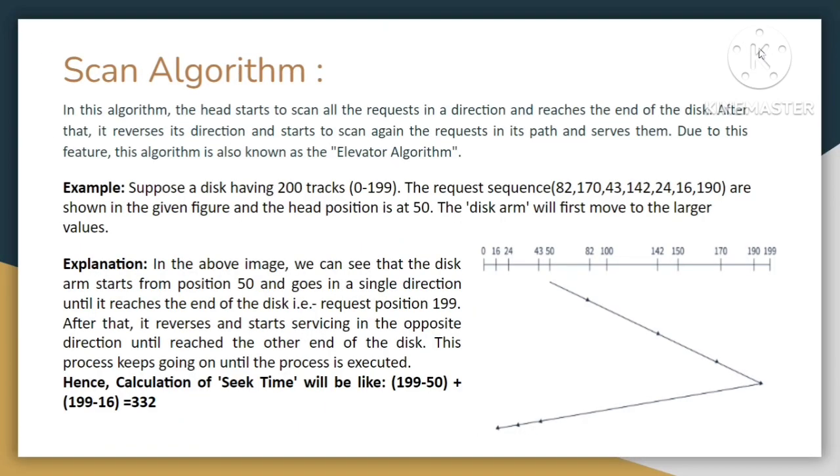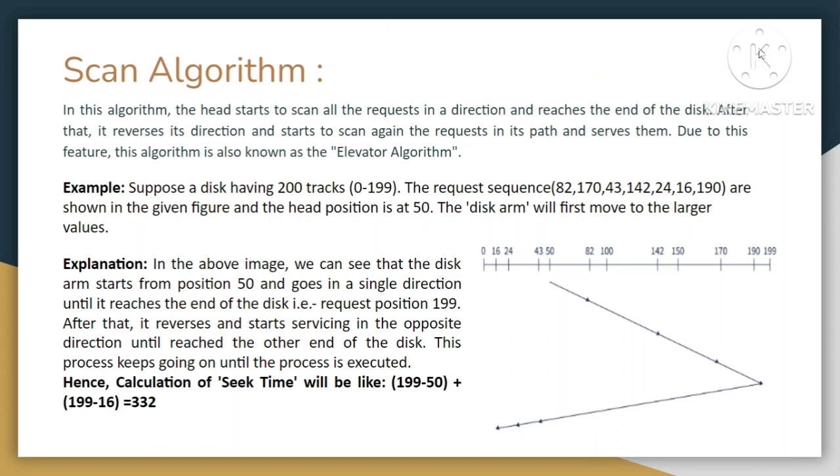Next one is the SCAN algorithm. In this algorithm, the head starts to scan all the requests in one direction and reaches the end of the disk. After that, it reverses its direction and starts to scan again the requests in the path and serves them. Due to this feature, the algorithm is also known as the elevator algorithm. As we see with an elevator, it starts from the bottom floor and goes to the higher floors.